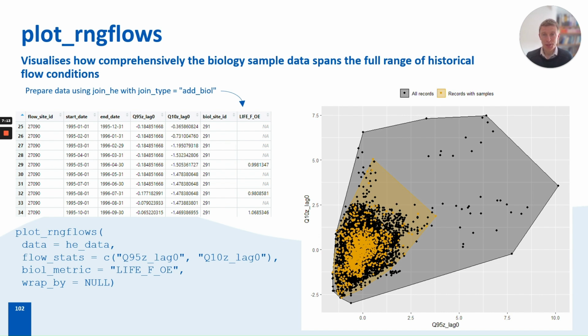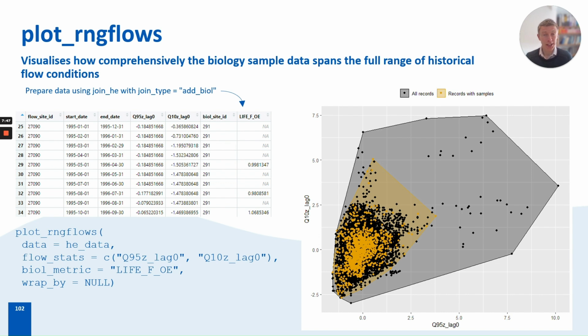You can see the table on the slide there provides a simple illustration, and the final column basically flags whether or not we have a biology sample for each time period. That provides the input to the range of flows function. We then specify two flow statistics from our table. So in this case, we've chosen the Q95 and the Q10 statistics, both of which are standardized and for the lag 0 time period. We also identify the column which contains our biological metric.